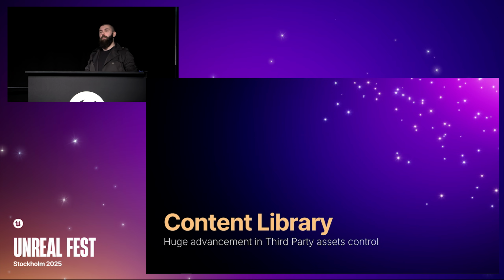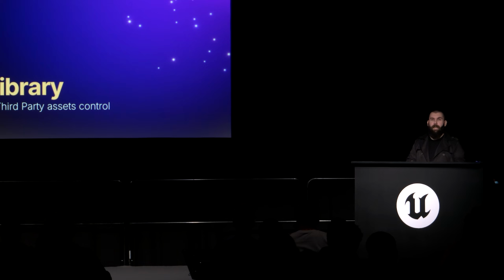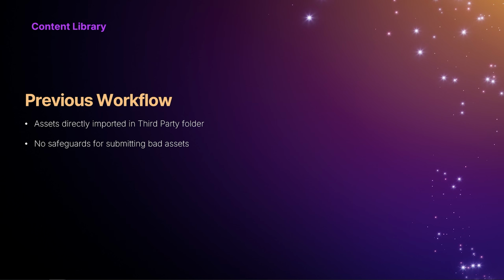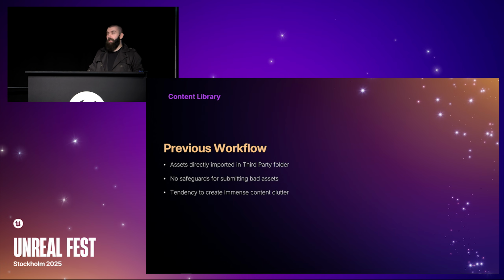And the last topic will be content library. That is our solution for handling third-party assets. And it's basically a middle manager between third-party assets and our production projects. So our previous workflow entailed just directly shoving and importing third-party assets into our production project inside a third-party directory, with no safeguards being there at the beginning at all. And it quickly devolved into clutter inside our projects. It was fairly tough to see what's used and what's not used.